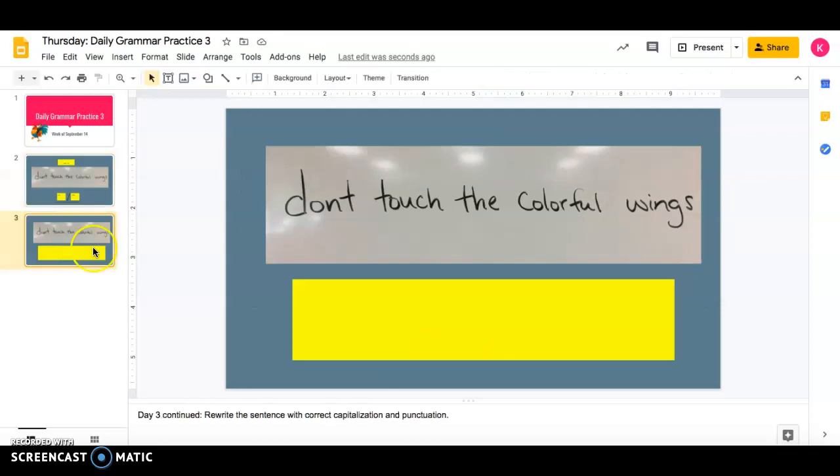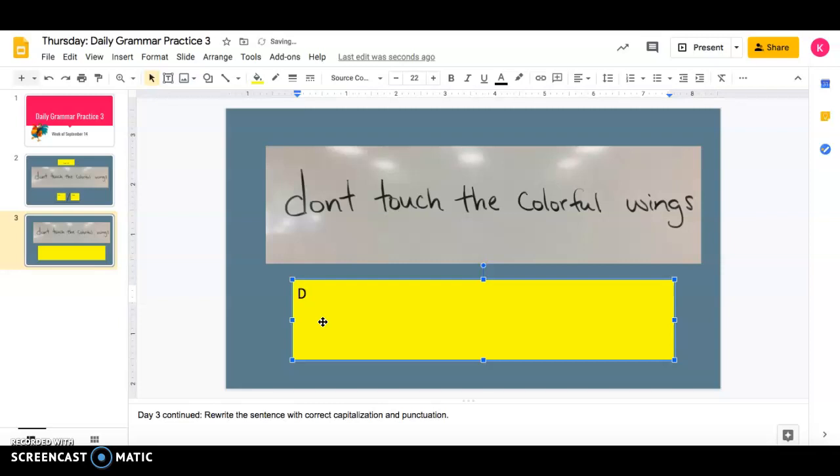All right, now if you'll click to your next slide, our last thing we have to do is to rewrite the sentence with correct capitalization and punctuation. Now, we've got this down. The beginning of every sentence needs to start with a capital letter, so we need to capitalize that D. And we've talked about how don't is a contraction where we have 2 words and we've smushed them together and we drop a couple letters, or 1 letter in this case, and add an apostrophe. So don't is actually D-O-N apostrophe T. So that's the piece of punctuation we need to add there.